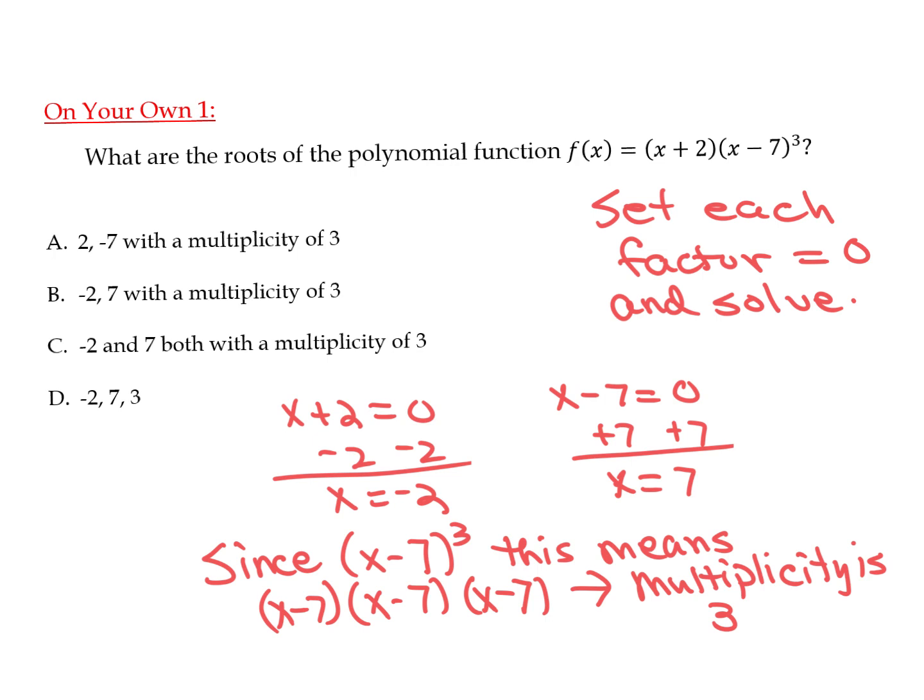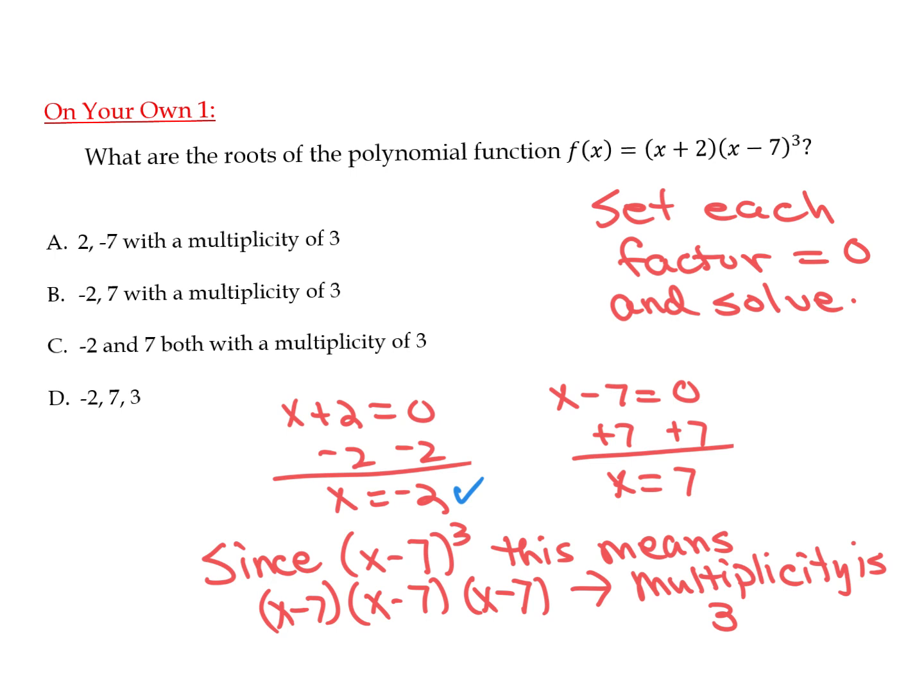All right, we are finding the roots of this polynomial function, f of x equal x plus 2 times x minus 7 cubed. To do that, you're going to set each factor equal to 0 and solve. So you have a factor of x plus 2. When you solve that, you're going to get x equal -2. You have also a factor x minus 7, and this cubed means that you actually have 3 of those, which tells us that the multiplicity of that factor is going to be 3.